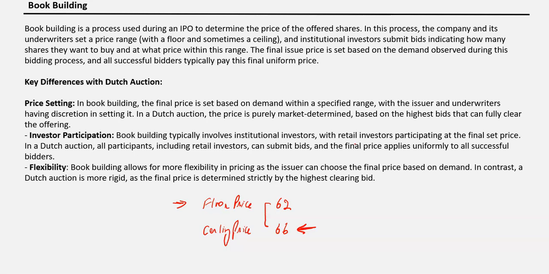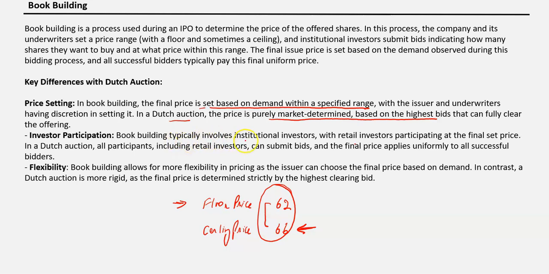So this is different from the Dutch auction method. In book building, the final price is set based on the demand within a specified range, like in my example. But in the Dutch auction, the price is purely set by the market, from the highest bid, and then set at a price where all the volume is enough to cover your particular issue.